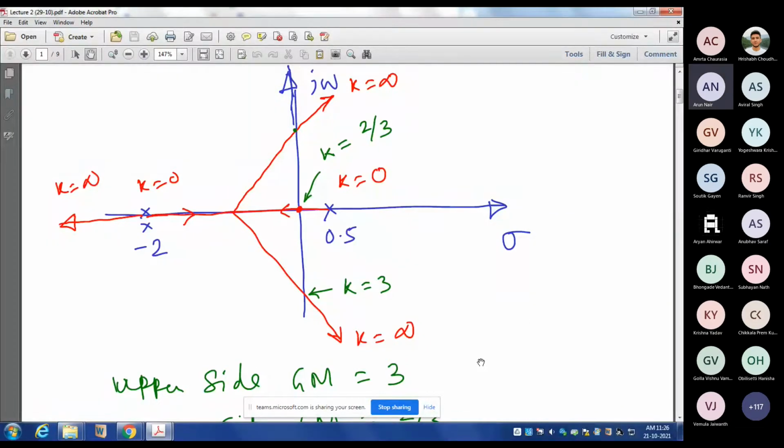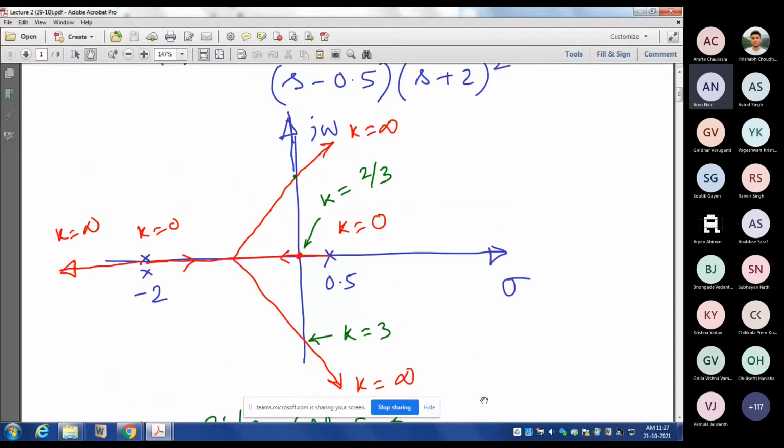Yes, sir, we can also use the RH criteria to determine the range of k so that the system is stable, right? Yes, the Routh-Hurwitz criteria you can also use. That is also fine. But sometimes the Routh-Hurwitz criteria may be difficult to solve.